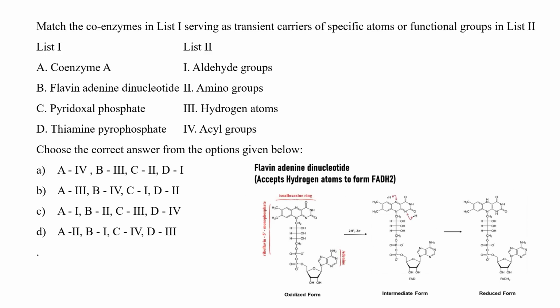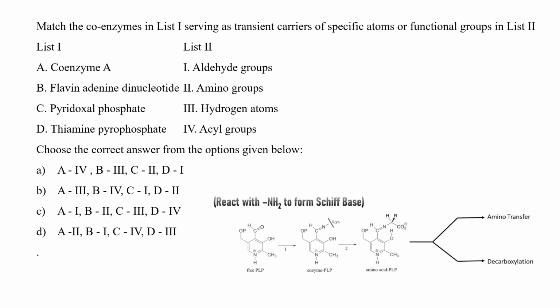Now FAD. FAD is often found as a redox cofactor and exists in two redox states: FAD, which is the oxidized state, and once it accepts two hydrogen atoms, it becomes FADH2, which is the reduced state. So FAD has to be connected with the third. Now pyridoxal phosphate.